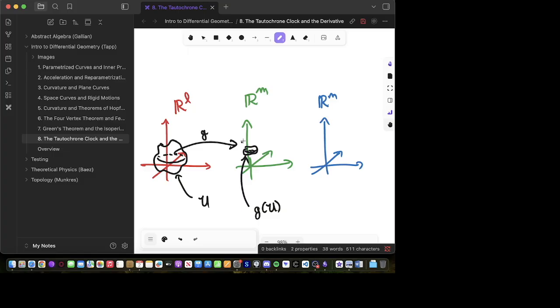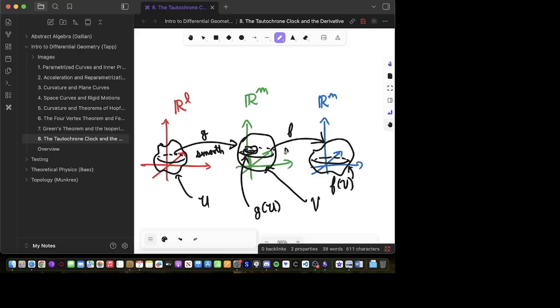And it is inside set V, and it takes us to f of V, and this is f. If this is smooth and this is smooth, then the composition f composed with g is smooth as well. So that's basically what it's saying.